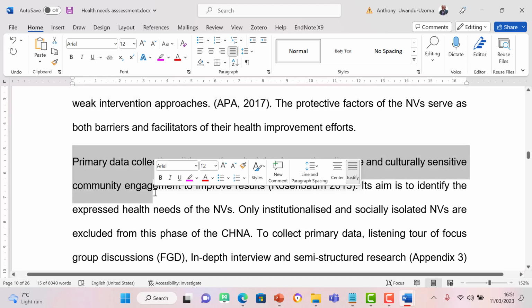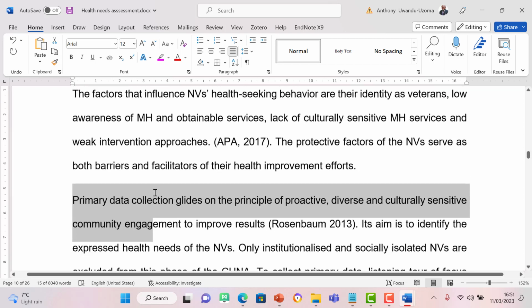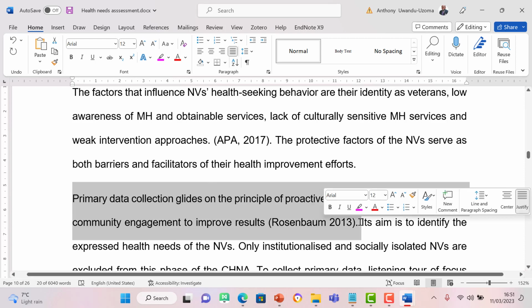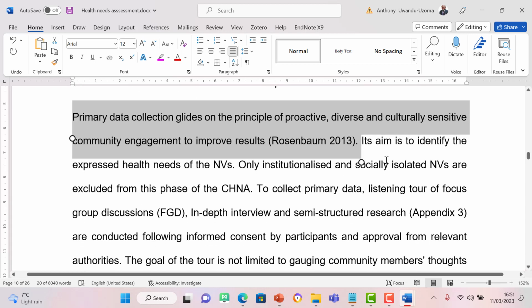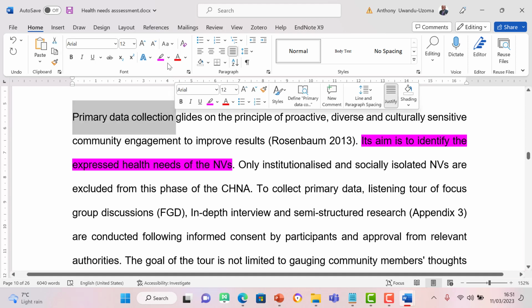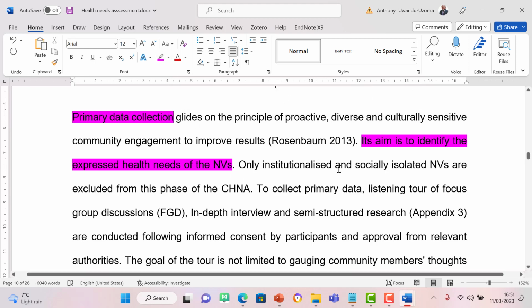But assuming that you're using secondary data alone, then you don't need this section on primary data. Now the author is trying to justify the reason for using primary data. What's the reason here? To identify the expressed health needs.